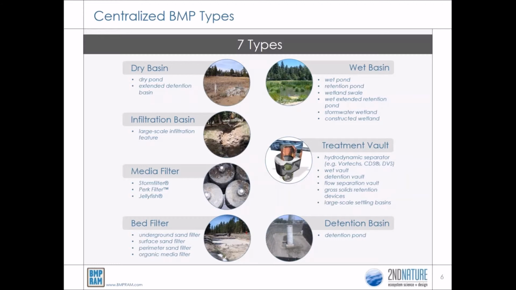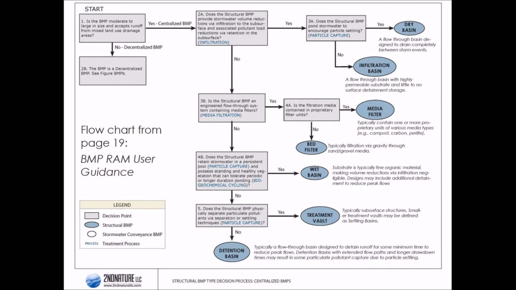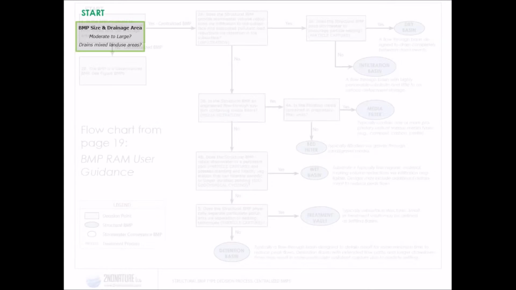We use the flow chart on page 19 of the user guidance to walk you through the key decision points when determining your centralized BMP type. The first question that we have to ask when categorizing a BMP is if it is moderate to large in size and/or if it accepts runoff from mixed land use drainage areas.